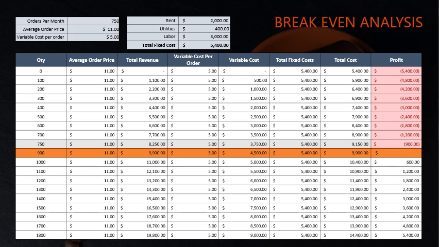A variable cost per order is designated at $5. This is usually the cost of raw materials, production costs, etc., which tends to increase with the quantity of orders placed. To determine the variable cost, you have to multiply the variable cost per order and the quantity of orders placed. The total fixed cost in this scenario is rent, which is $2,000, utilities, which is $400, and labor, which is $3,000 per month.